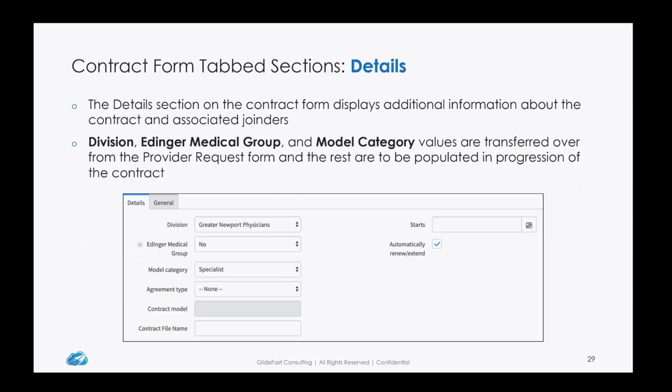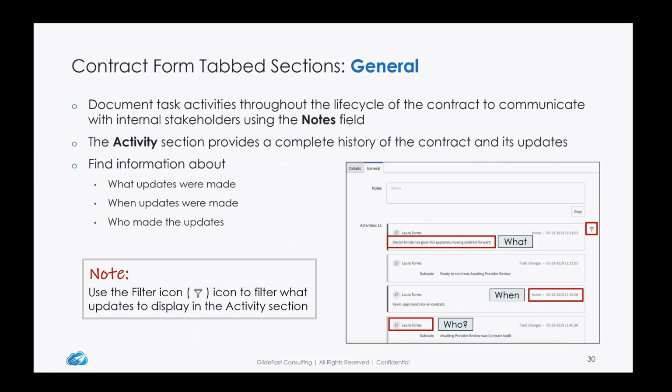The Details tab. The Details section on the contract form displays additional information about the contract and associated joiners. Division, Edinger Medical Group, and model category values are transferred over from the provider request form, and the rest are to be populated in the progression of the contract.